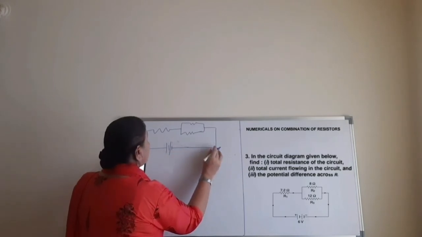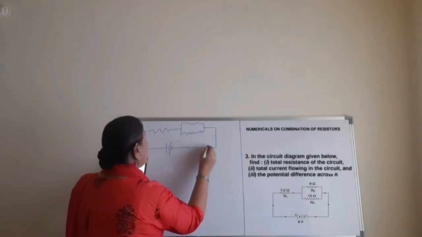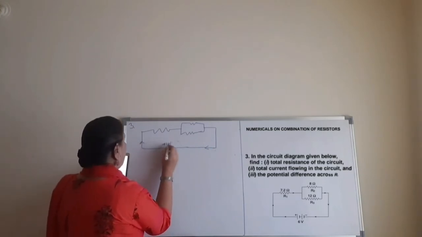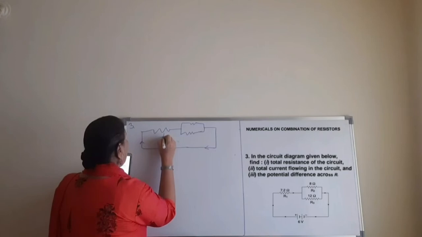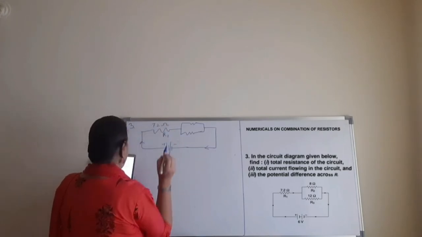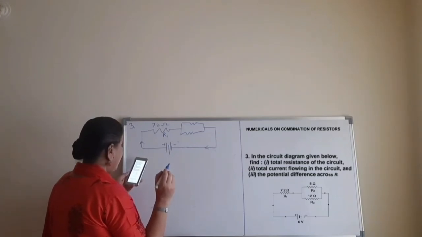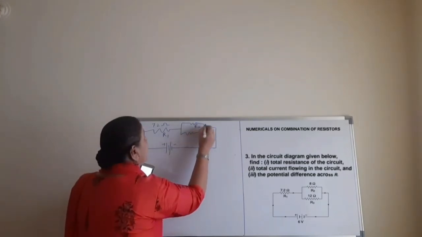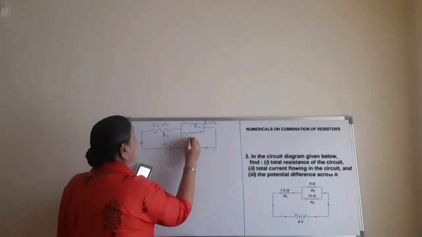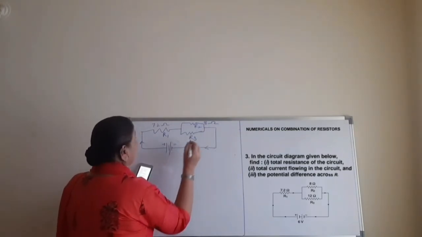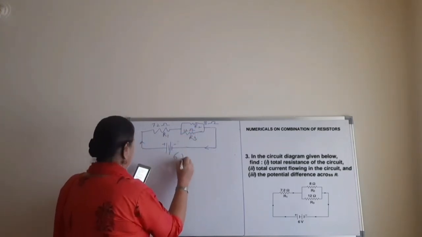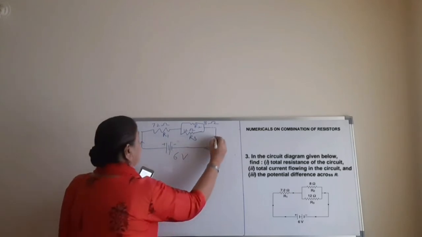Yeah. So this is the circuit. You can see it here. This side is given to you, where this is R1, 7.2 ohm is given. R2 is given as 8 ohm. And this is R3 given as 12 ohm. The voltage is given as 6 volts.